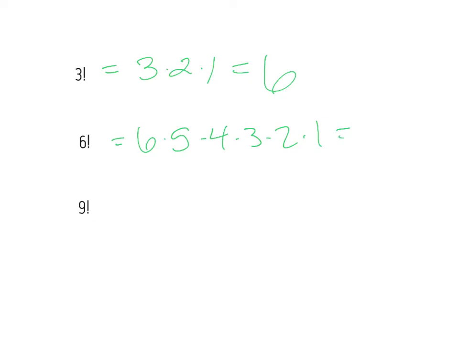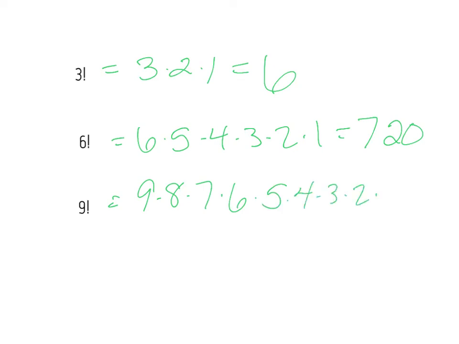So let's just do regular factorials. 3 factorial would be 3 times 2 times 1. I bet you can figure it out. It would be 6. 6 factorial. Again, start with 6, 5, 4, 3, 2, 1. Multiply all the way through. You get 720. 9 factorial is a big one. 9 times 8 times 7 times 6 times 5 times 4 times 3 times 2 times 1.